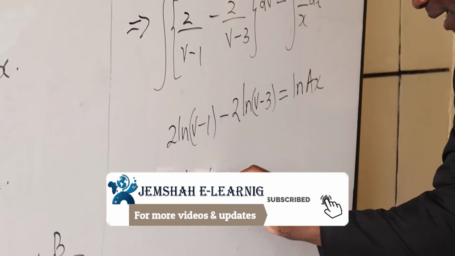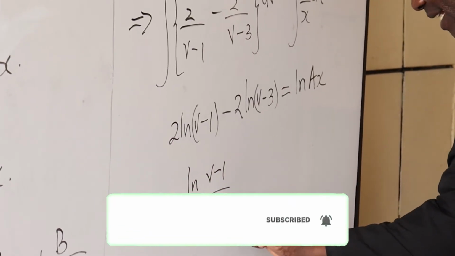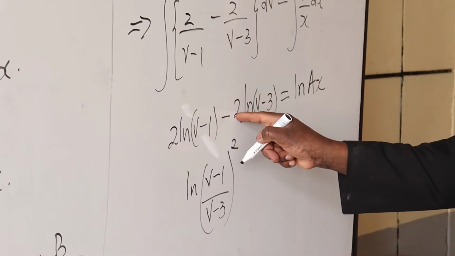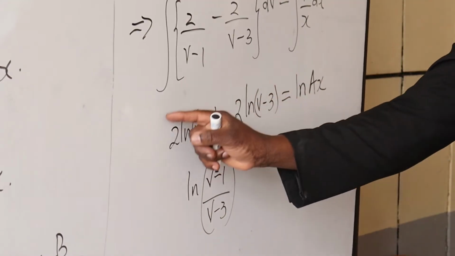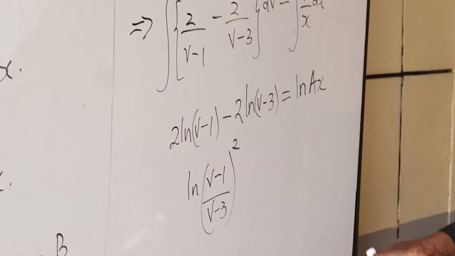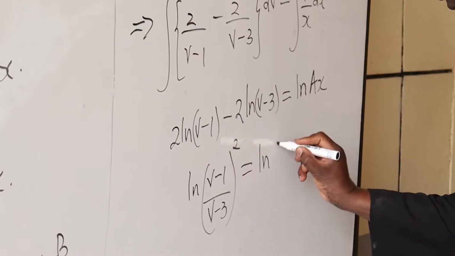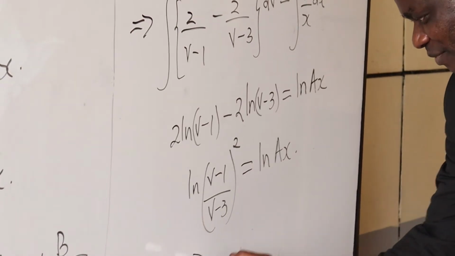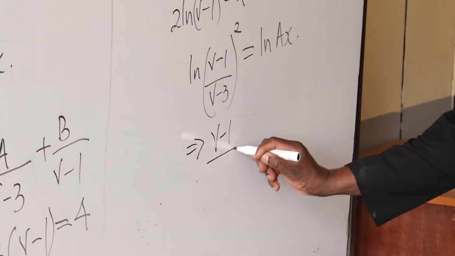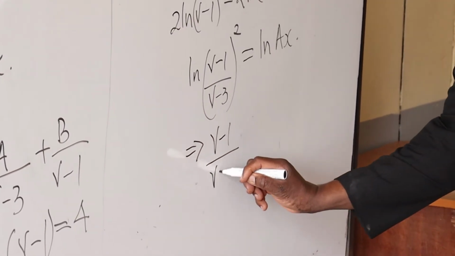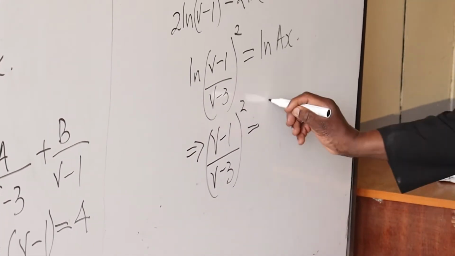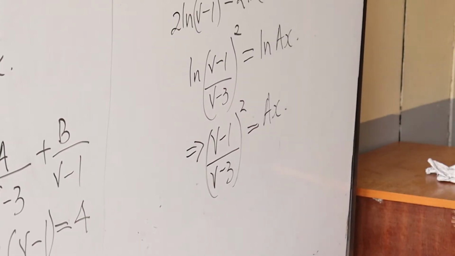ln of v minus 1 all over v minus 3 squared, because of these two that we have here, and because by laws of logarithm, if you combine, this is what you get. It will be equal to ln of a times x by laws of logarithm. So this implies v minus 1 all over v minus 3, when it is squared, is equal to what? Ax. Is equal to ax.